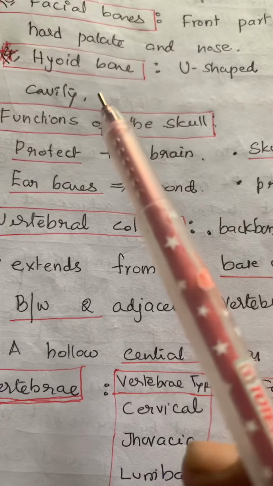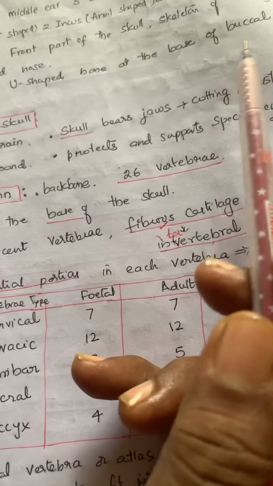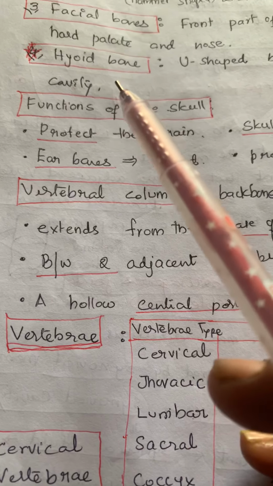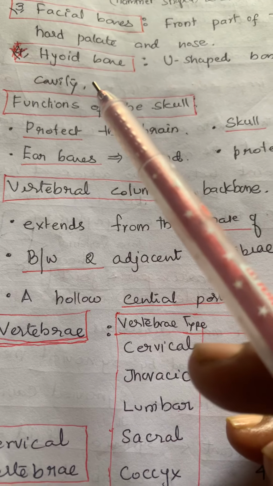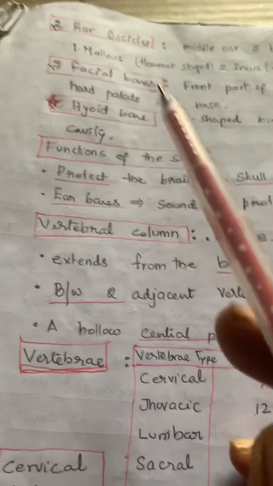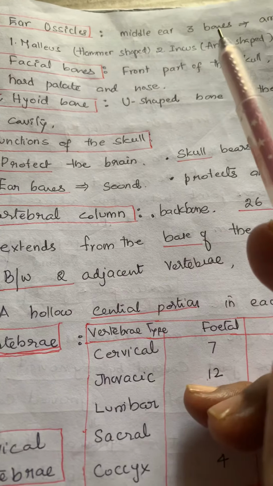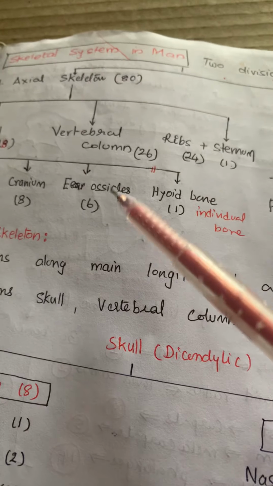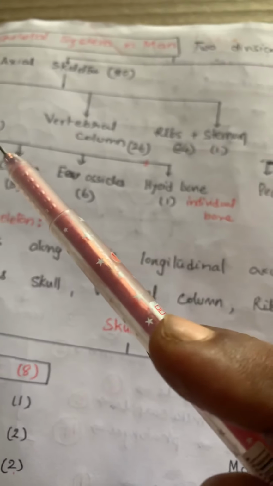One individual bone is the hyoid bone, which is a U-shaped bone at the base of the tongue and the buccal cavity. It is held to the skull by means of ligaments. Okay, so here the ear bones are three, no? 3 into 2 is 6 bones are present. So here 6 bones, ear ossicles, and one individual bone. So like this it consists of 28 bones.